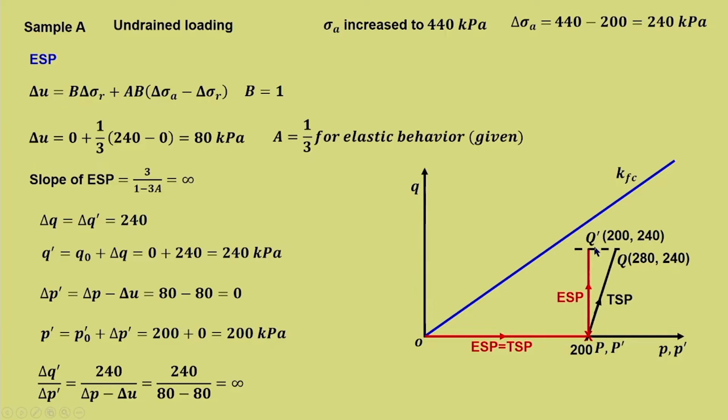Now, this is q dash, 200 and 240. Now, what is this distance? It is already there, delta u, which is equal to 80. So, 280 minus 80 gives 200, and the q value is 240 as we have determined here. So, that is all about sample A for undrained loading.